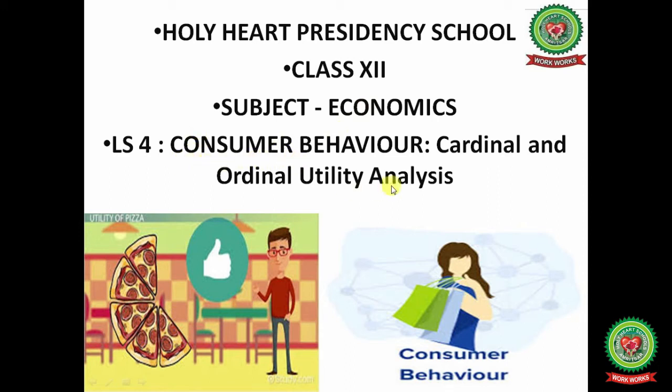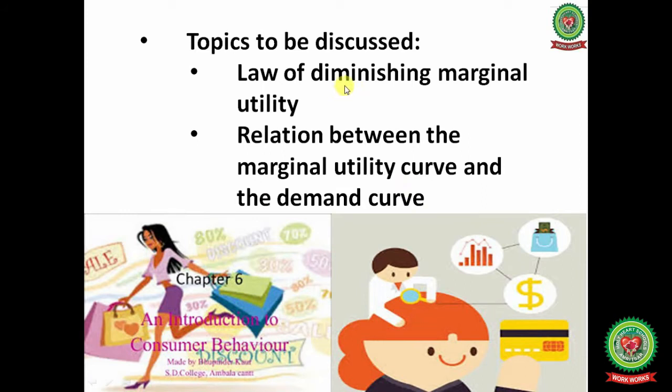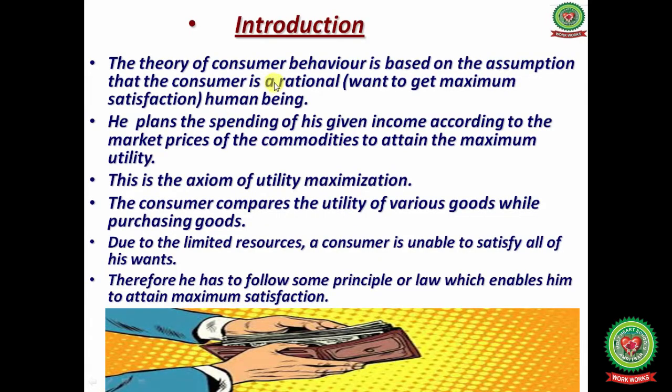As we were working with lesson number 4, consumer behavior, cardinal and ordinal utility analysis. Today we will learn about law of diminishing marginal utility, relation between the marginal utility curve and the demand curve.